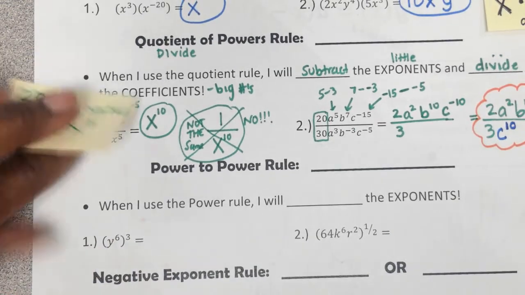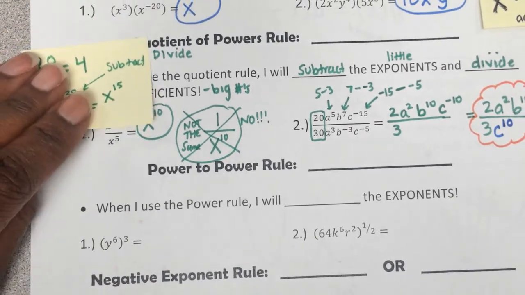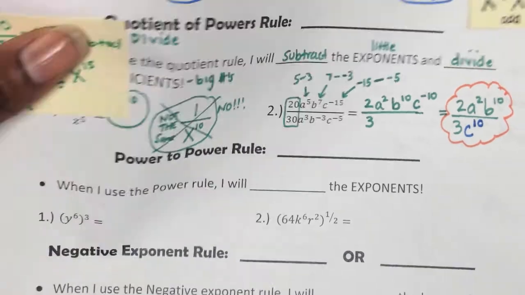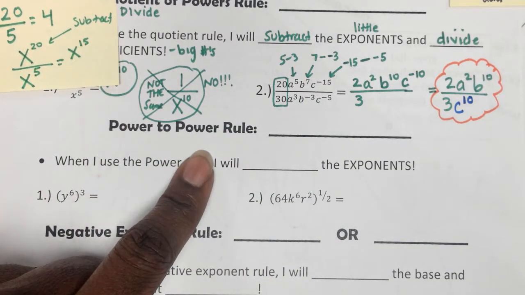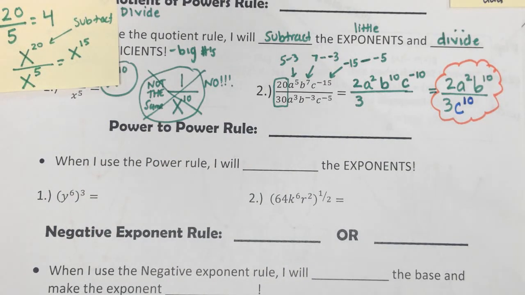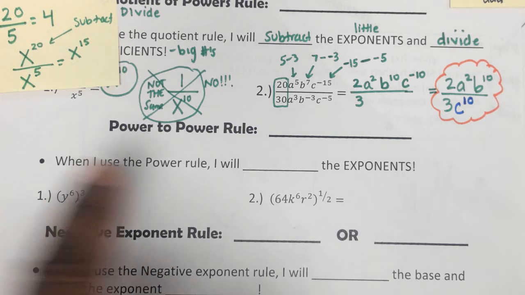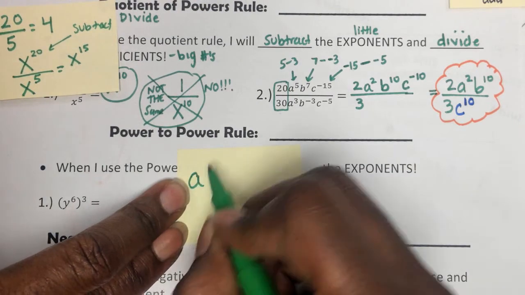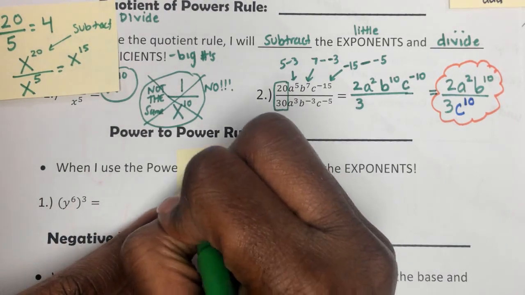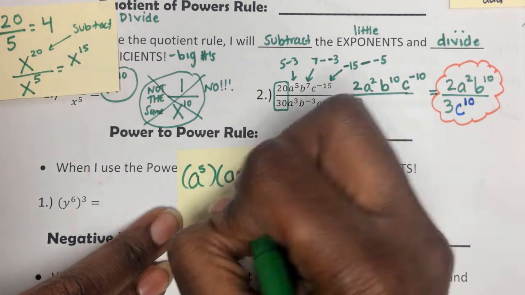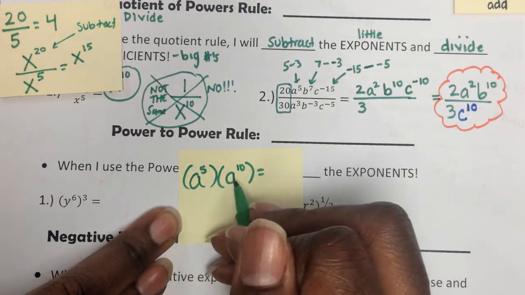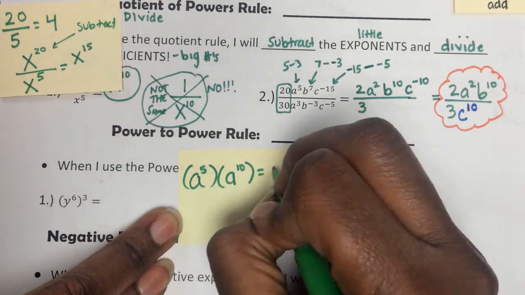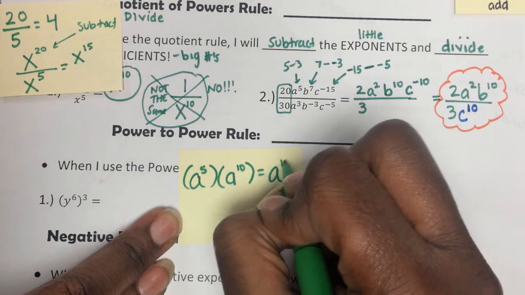Now we have our last rule, or actually our second to last rule, which is power to a power. This rule is kind of confusing for people because they think it's the same as the first rule we talked about, but let me show you the difference. So when we just have the little rules like a to the 5 and a to the 10, we would just go ahead and, oh, this is a multiplication problem. That would be a to the, add those up, a to the 15.